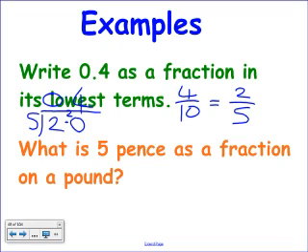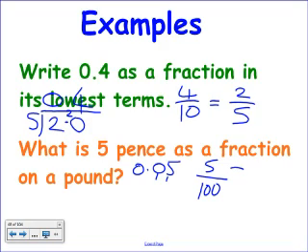Anyone do the second one? 5 pence as a fraction of a pound. Sam, what did you get? 0.05. How did you get it? You started off with 0.05. So that's how we represent 5 pence. That's good. And then what did you do? What does that represent? What does it mean? 5 over 100. Brilliant. Because they're tenths, they're hundredths. Or if you converted it into pence, it's 5 pence over 100 pence, because a pound is 100 pence.